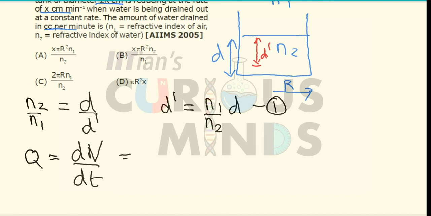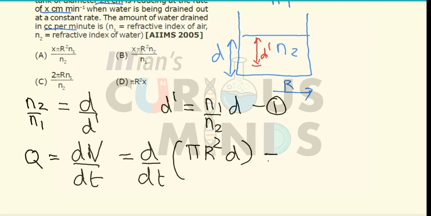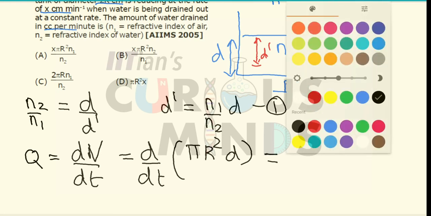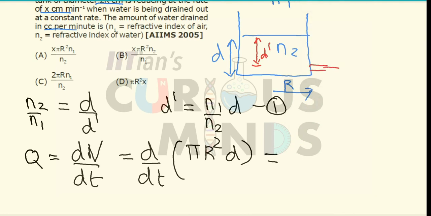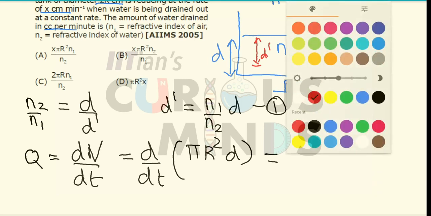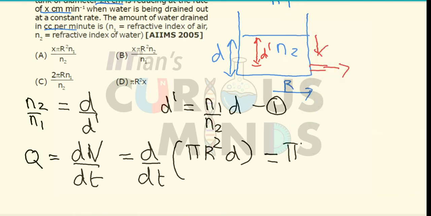So I can say that it will be equal to dV by dt. The actual volume of the water that is drained will be equal to pi r square d. Now pi is a constant and the radius r is also not changing, but the depth of the water will go on changing with respect to time as the water is drained out. So it will be equal to pi r square, which is common, into dd by dt.